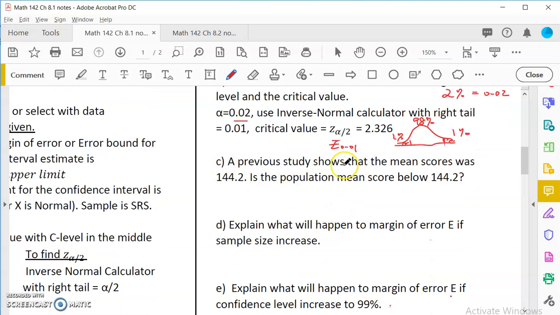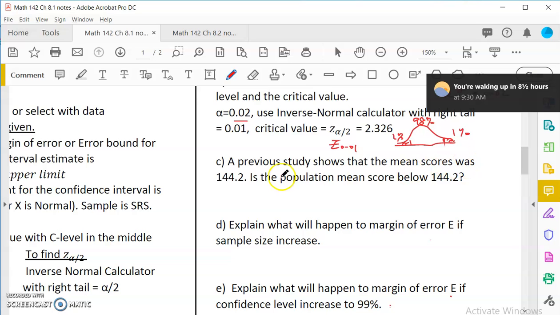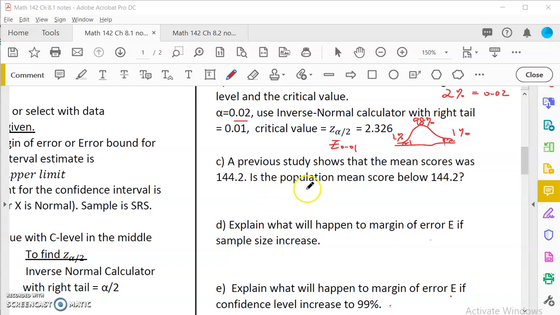Part C: a previous study showed that the mean score was 144.2. Is the population mean score below 144.2? Our sample mean score is below 144.2. But what is our population mean? When they ask this, they are not asking for the sample mean, they are asking for the population mean. So usually this is what it is asking for.